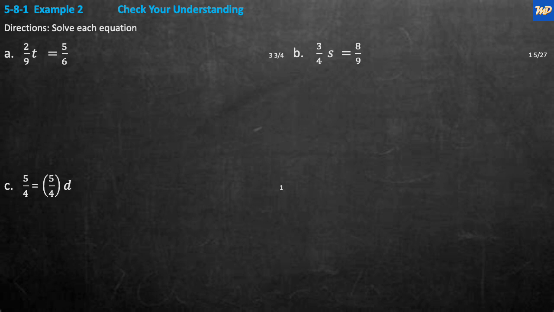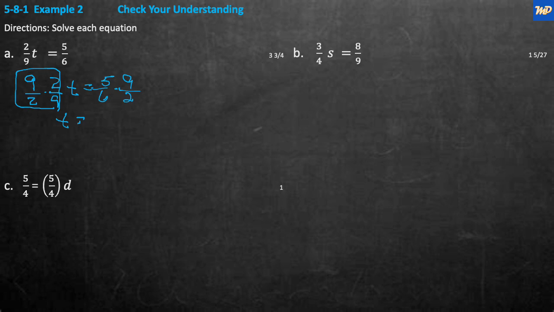2/9 times t. We're going to get the t by itself. So we're going to have to multiply by the reciprocal of 2/9, which is 9/2. So we're going to start right off the bat by saying 9/2 times 2/9 t is equal to 5/6 times 9/2. These right here cancel and become 1. So we have t by itself.